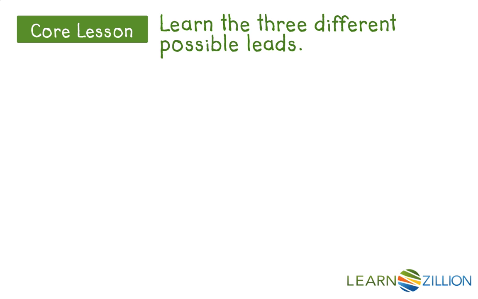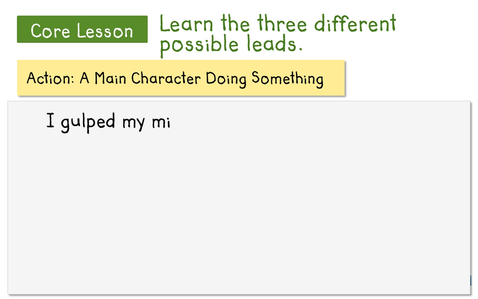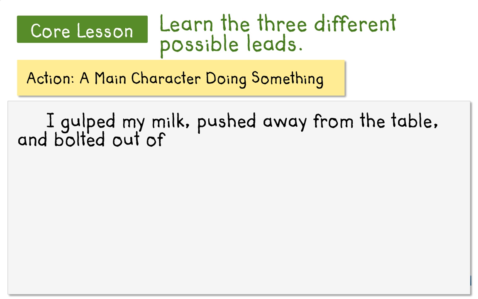So let's practice with the first type, the action lead. Remember, this has the main character doing something. So we're going to read a passage together. We'll read it written from each of these 3 different ways. So obviously the first one we'll read is from the action beginning.